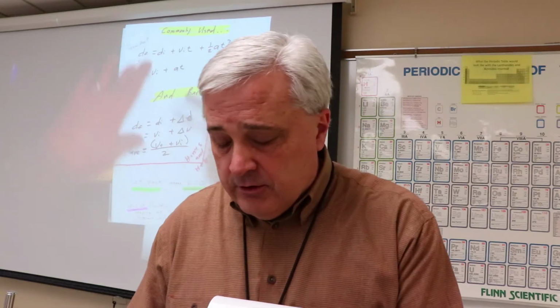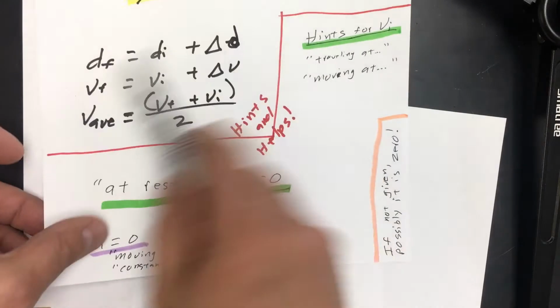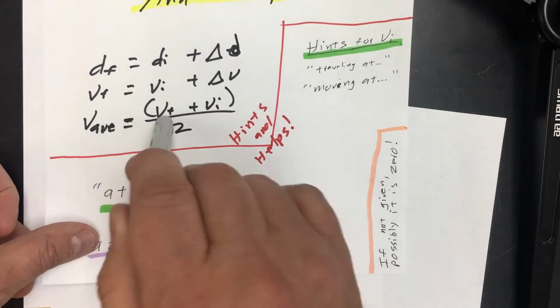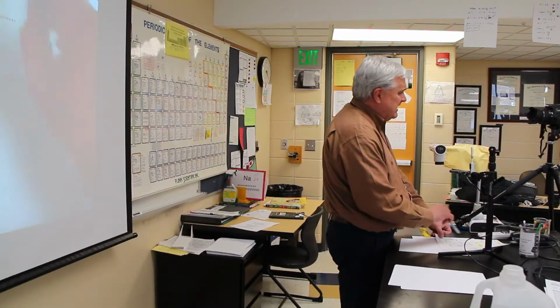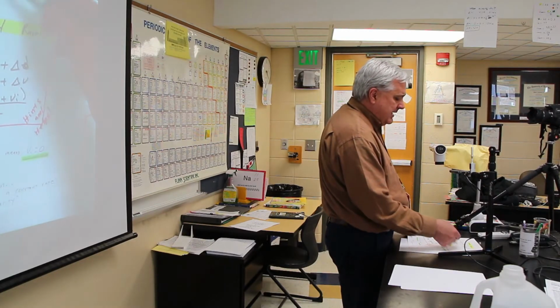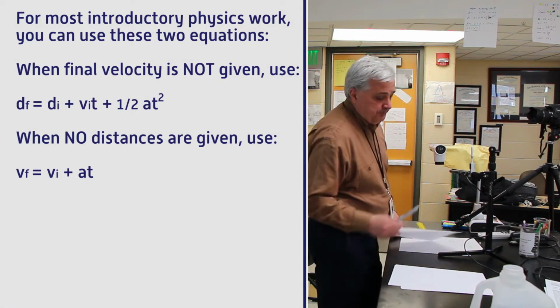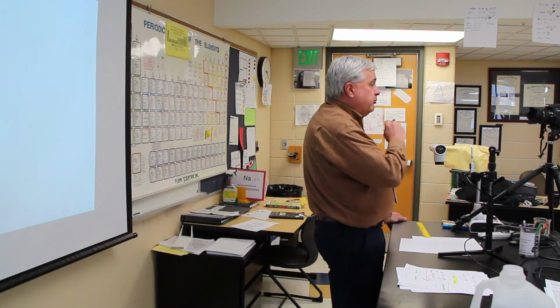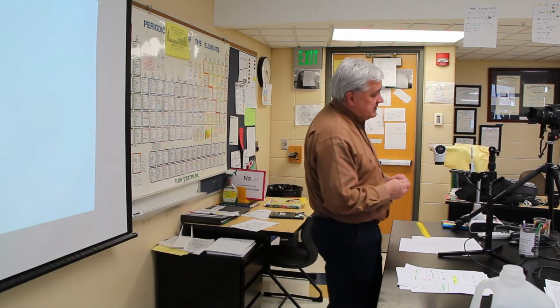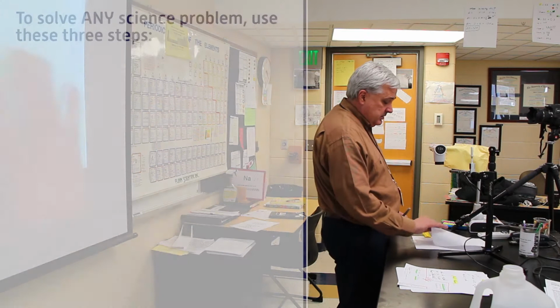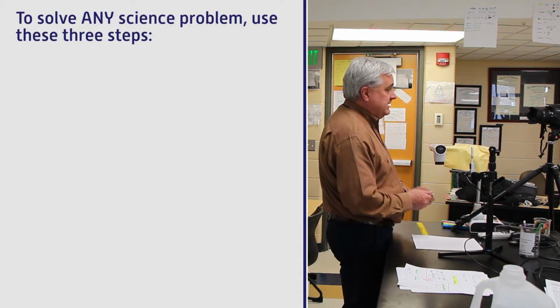Now we have these other equations down here. These are the odd, random, occasional equations. These are the main two. In this video, we're going to be solving for a. Step one in solving any science problem is to write down what is given.